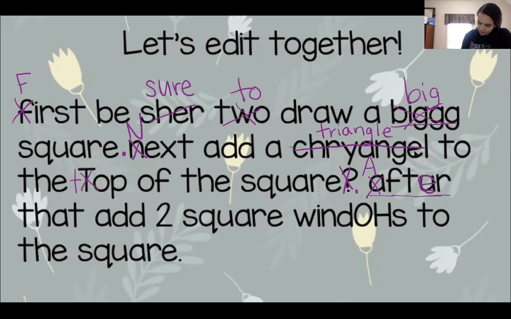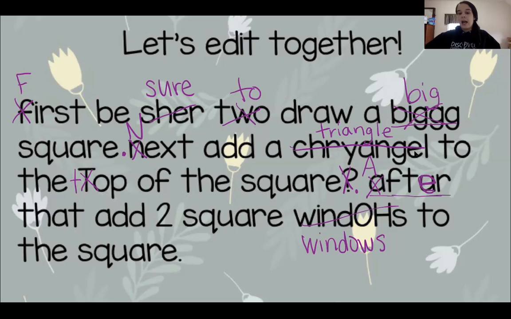After, I checked that on my word wall. That, add 2 square windows. Windows? No. Again, I asked somebody in my house and they told me that you spell windows like this, to the square. Now, you're going to be typing those changes and that's totally fine too. And that's how you're going to edit your paragraph. You're going to check for all of those things. Let me flip back to the screen.